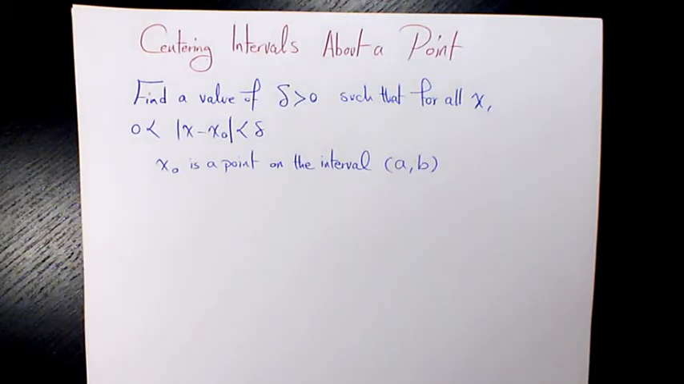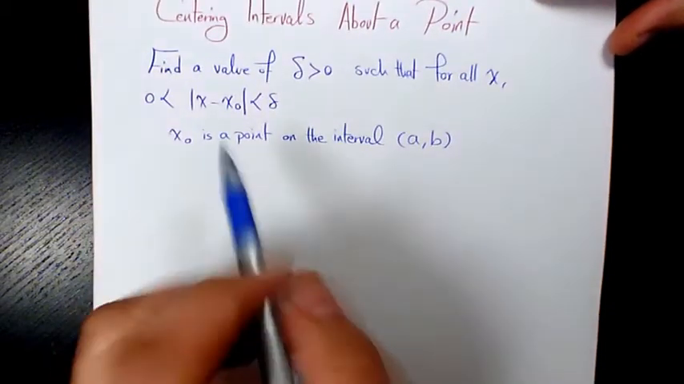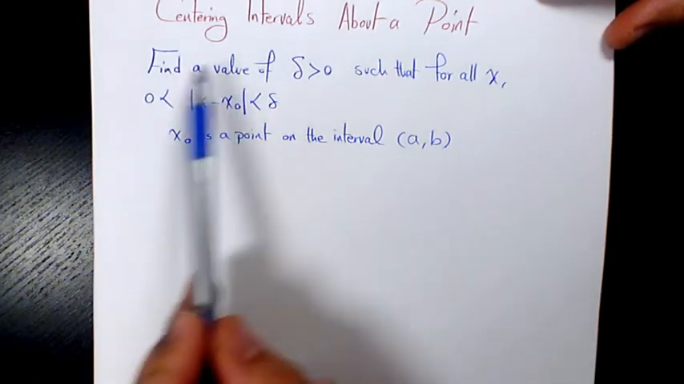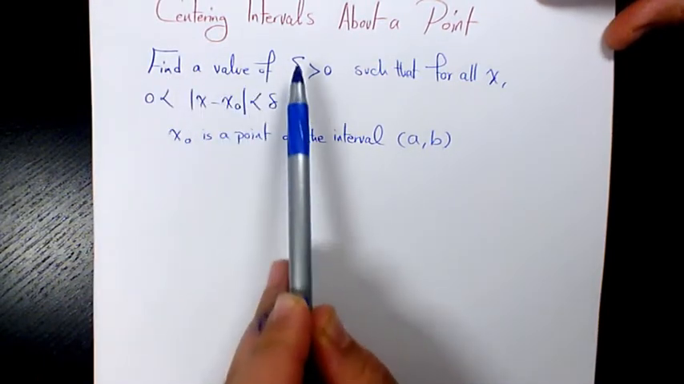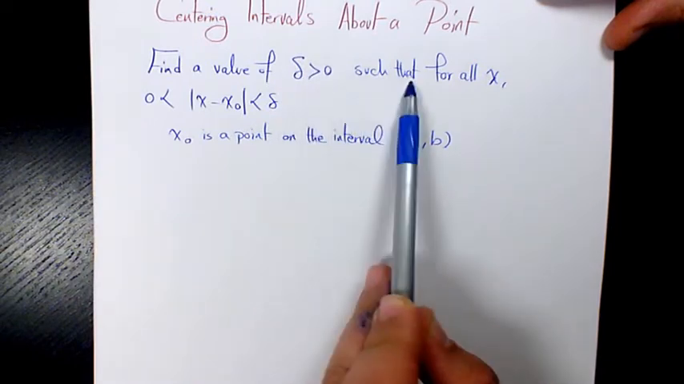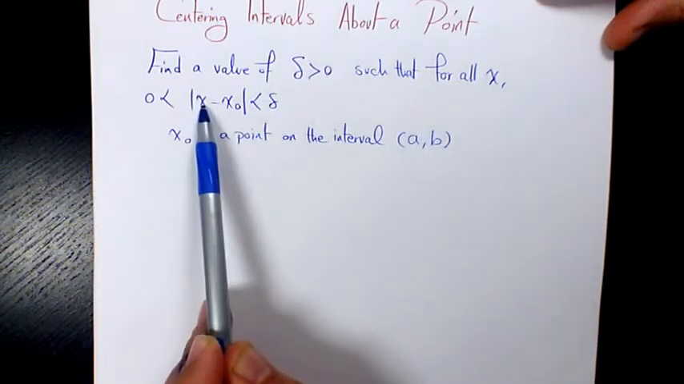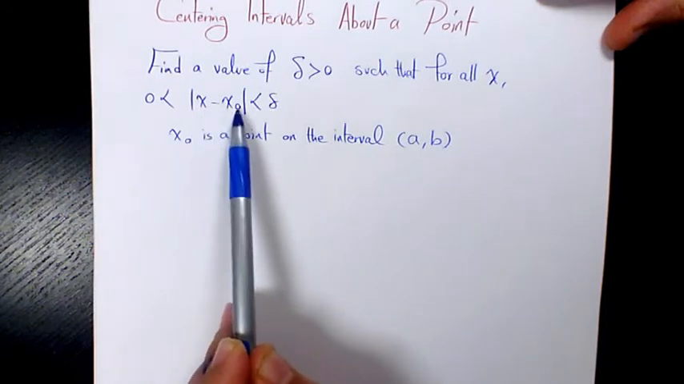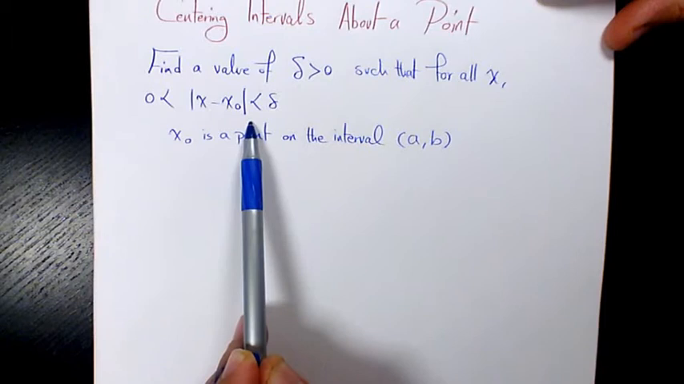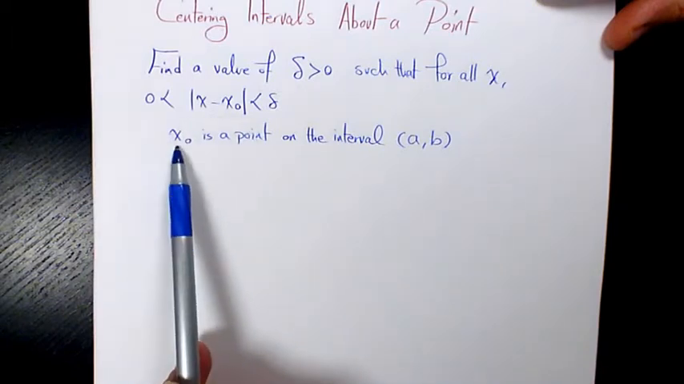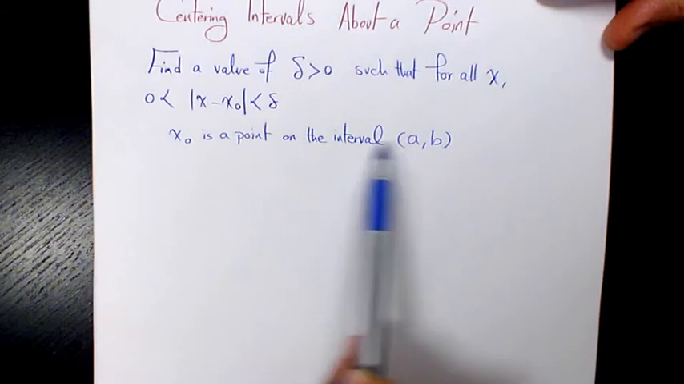In this video I want to talk about centering intervals about a point, and we need to find out delta. Finding delta is very important if you want to find out the precise limit. Let's see an example. It says find the value of delta, where delta is greater than 0, such that for all x values the absolute value of x minus x naught is between 0 and delta, given x naught is a point on the interval AB.